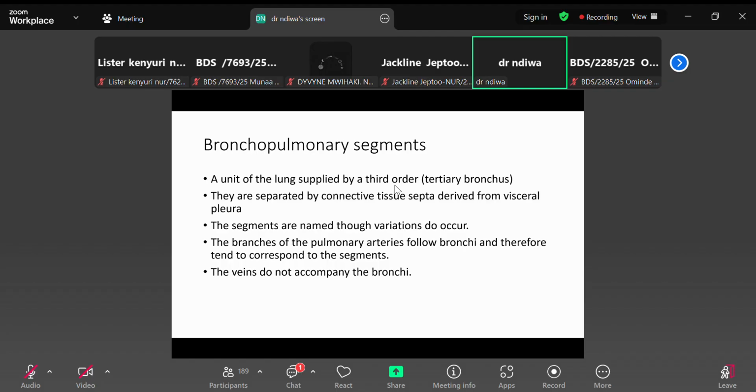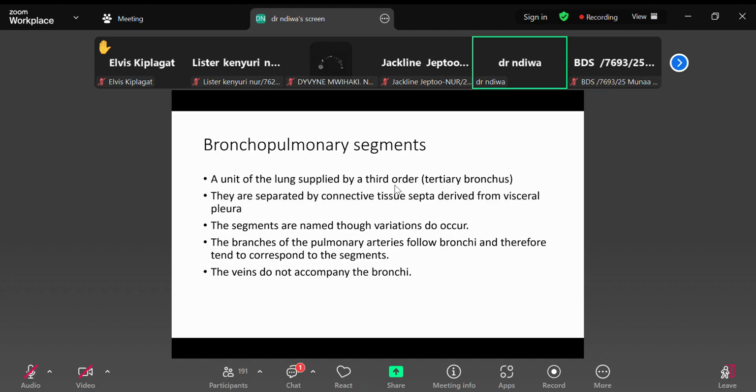And within each lobe, into each segment, goes what we call the tertiary or third order bronchus. This forms what we call the bronchopulmonary segment, which is the unit of a lung supplied by the third order bronchus. And they are separated by connective tissue, or septa, which is derived from the visceral pleura. The segments are named, both on the left and the right, and they have various variations.